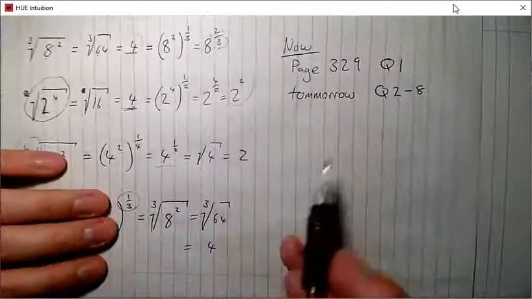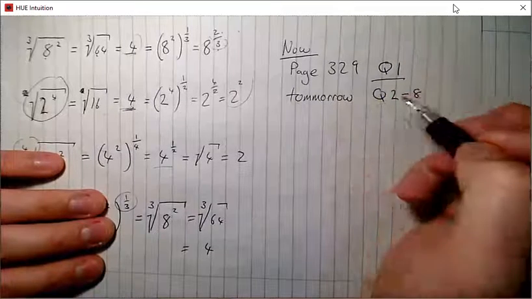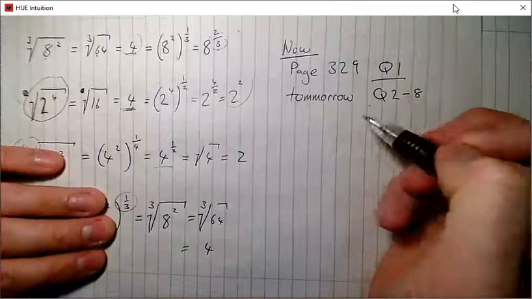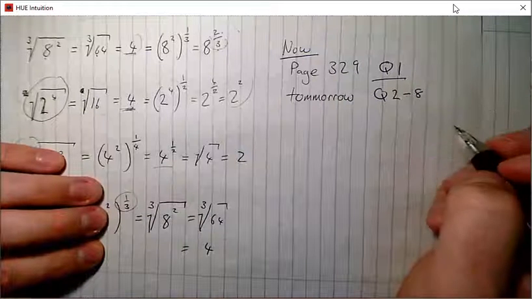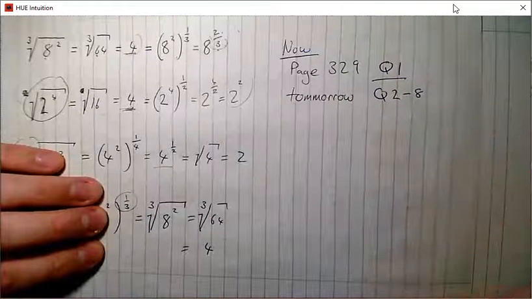So these definitely get tricky enough. So I'm only going to ask you to do one now. Could you do question 1 on page 329, please? Tomorrow we're going to carry on trying to get questions 2 to 8 done. Hopefully we'll find this okay.